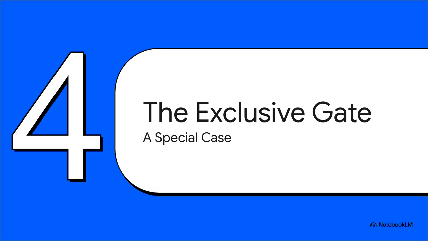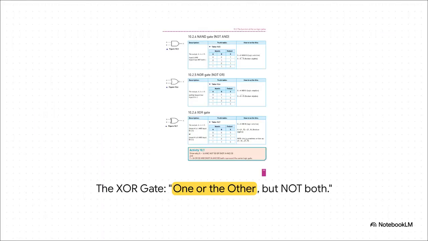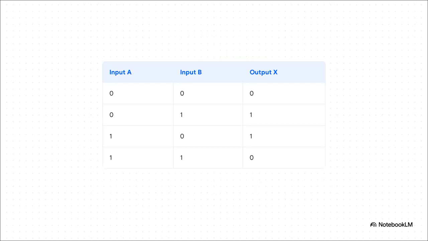All right, we have just one final gate to meet. And this one has a very specific and a really powerful job. This is the exclusive gate. This is the XOR gate, and XOR stands for exclusive OR. Its rule is basically right there in the name. It will only give you a 1 if one input or the other is a 1. But, and this is the key, exclusively one or the other. It can't be both.